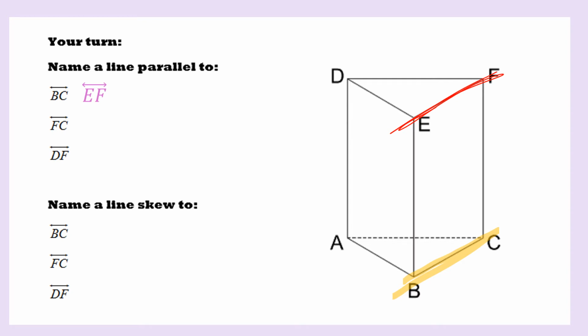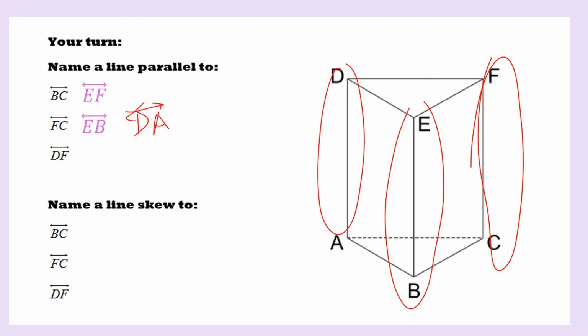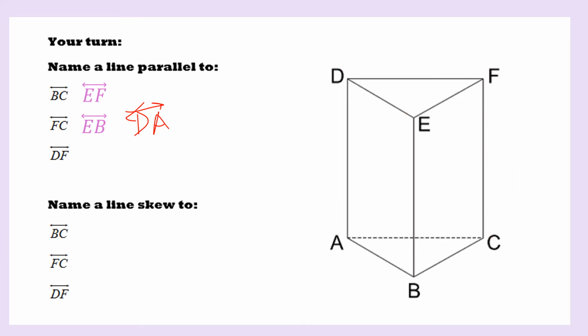For FC, so FC is over here. For parallel lines, you could actually have two answers for this. You could do EB or you could do DA. This one or this one. Then for DF, so DF is up here. A parallel line to that one, the only option would be AC. Okay.